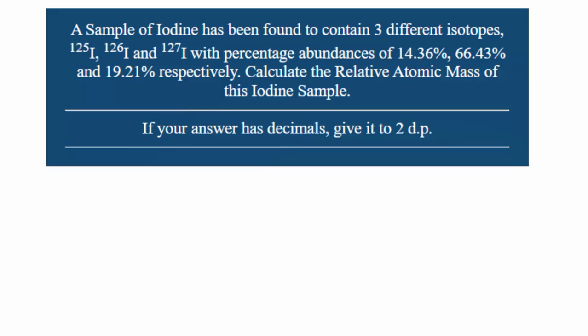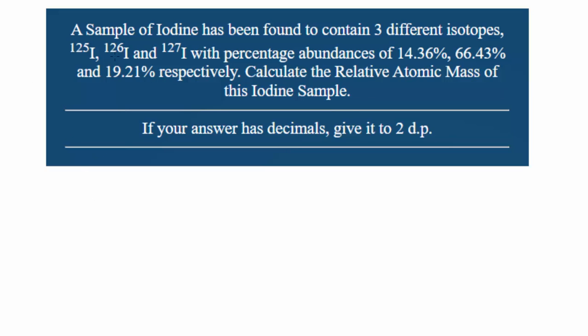So in this case, what we're dealing with is a relative atomic mass question in relation to a sample of iodine. And this particular one is a case of 3 isotopes in the sample. In order to work out the relative atomic mass, and as it says in the question, we have to work it out to 2 decimal places. We're going to have to look at the relative isotopic masses and the percentage abundances. All this information is given in the question, so this should be quite straightforward.